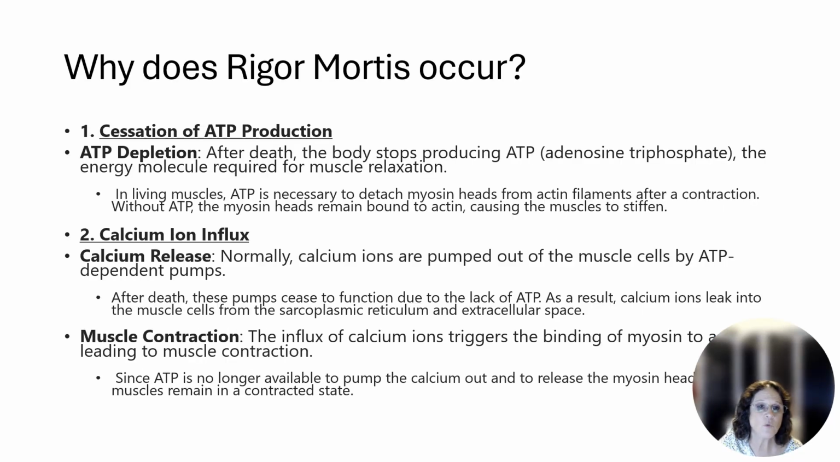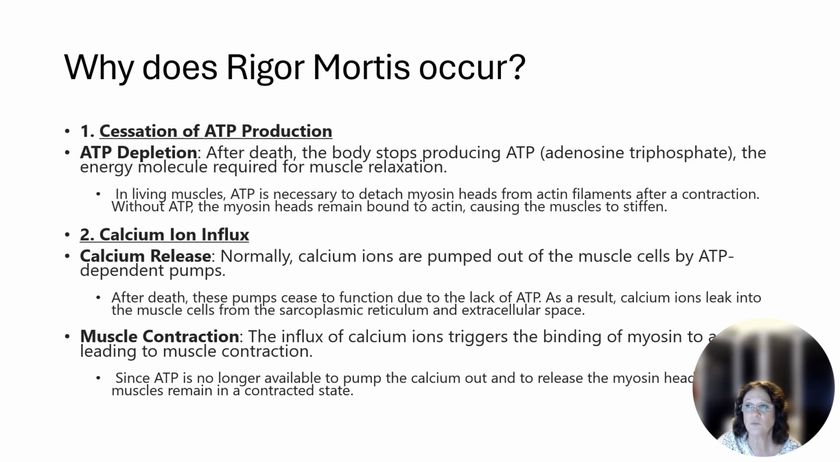So why does rigor mortis occur? Again, we lose that production of ATP after death, and that ATP, or adenosine triphosphate, is the energy molecule that's needed to release the myosin heads, so we end up with myosin heads remaining bound to actin and causing the muscles to stiffen.